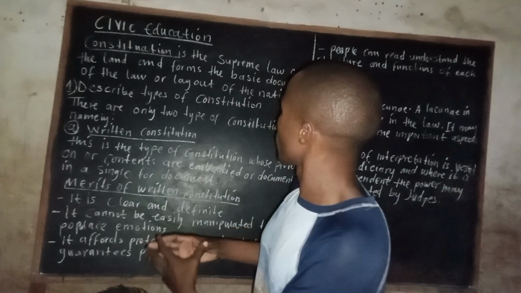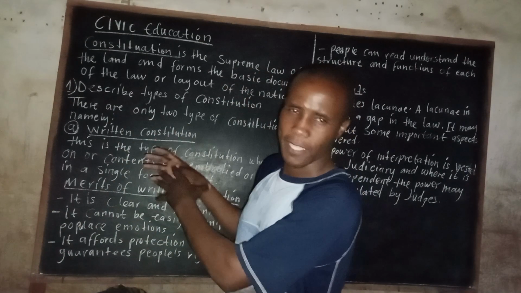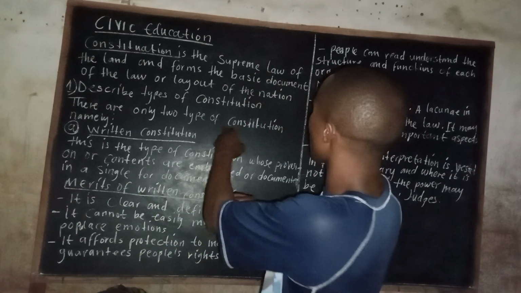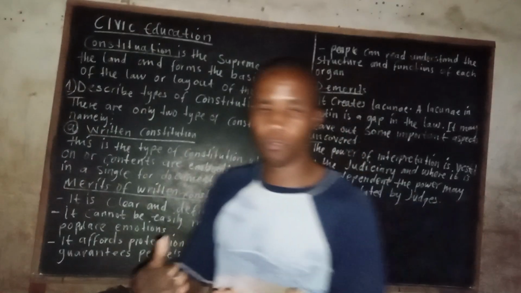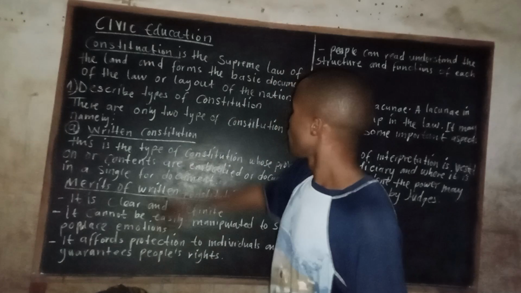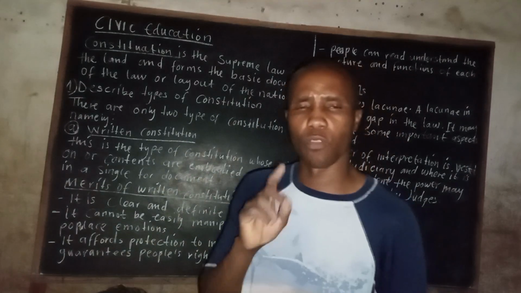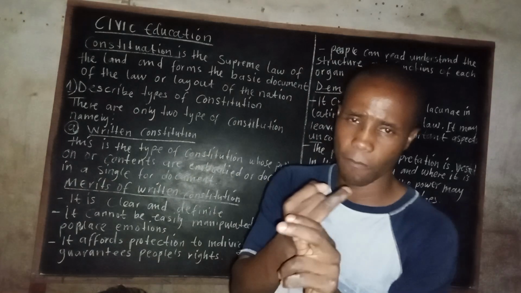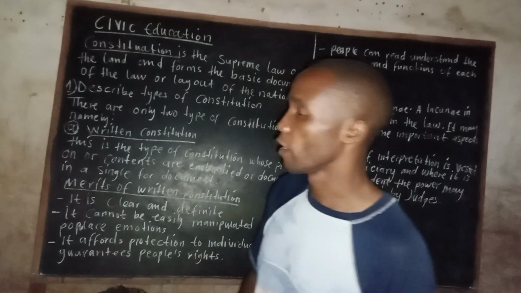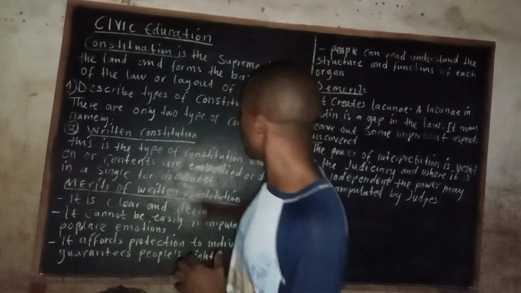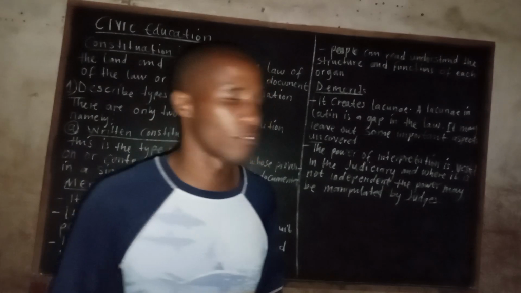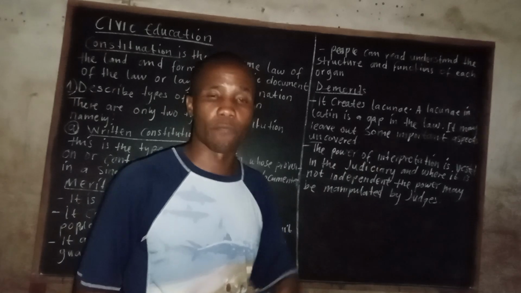Now, under this same constitution, we have a question, showing how questions are phrased in an examination: describe types of constitution. There are only two types of constitution. One, written constitution. The other one is the unwritten constitution. Today, we are first going to dig more into written constitution, and in our next lesson, we will look at the other type.